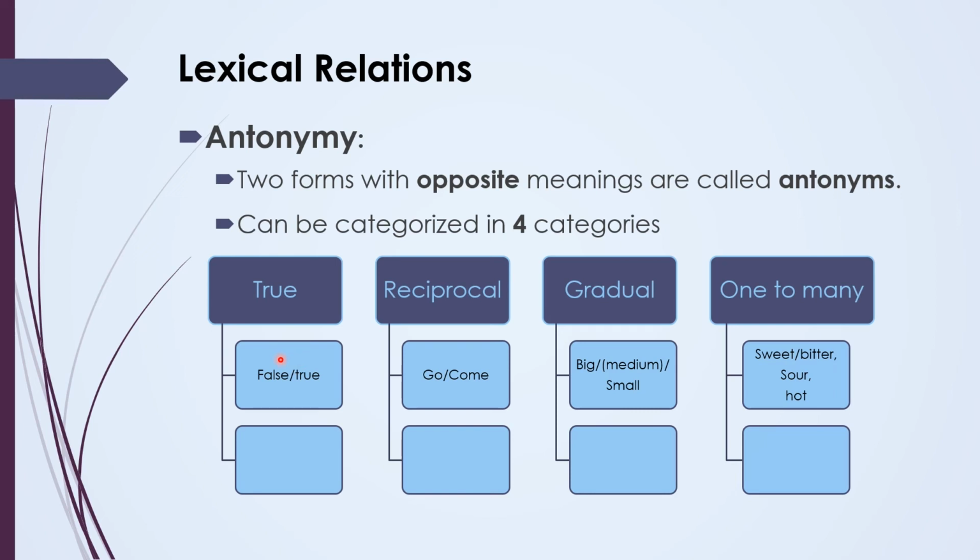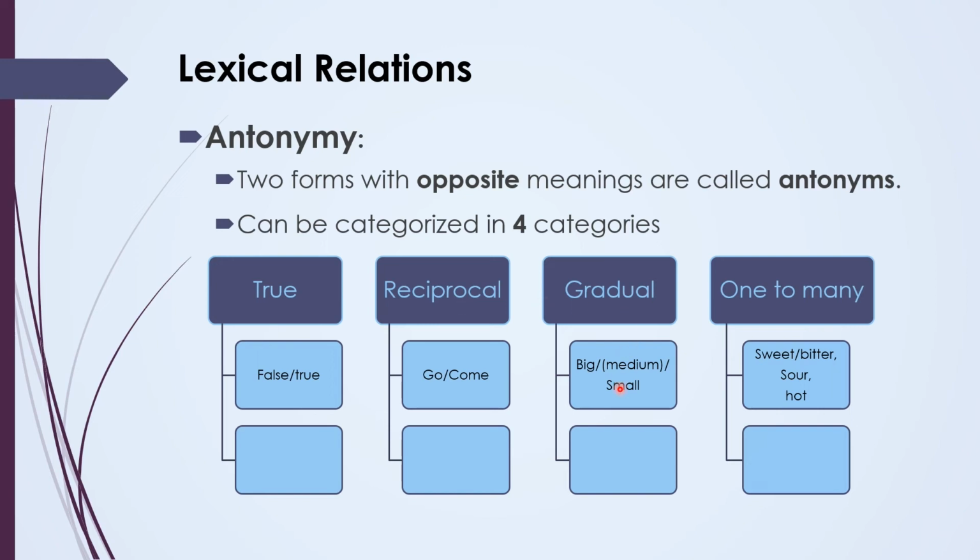For example, false or true. If it is false, we can say it is exactly the opposite thing, and we can refer to it as true or false. Reciprocal, for example, go and come. Rather, we are saying go or come for the opposite direction. That's why we refer to it as reciprocal antonym.